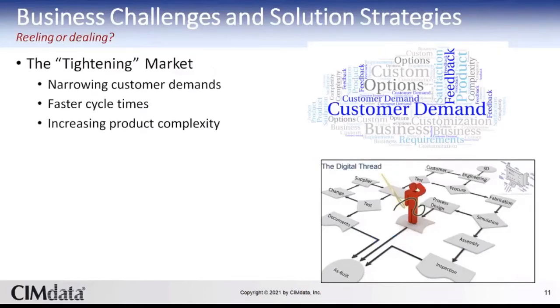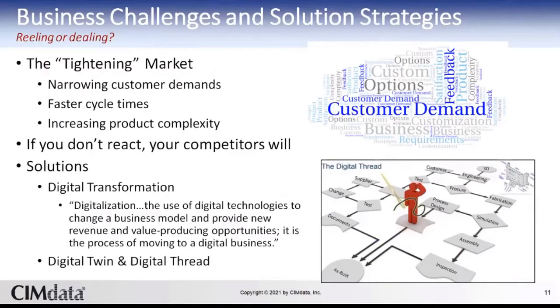Well, given the technology state, what is driving the efforts from the business side? Is your company reeling or dealing with the market pressures? It's what I like to call a tightening market, where customer demands are getting more specific as product cycles speed up and product complexity increases. Are your companies reacting or just frozen from the pressure? Well, we at CIMdata, as well as others, emphasize digital transformation as the core solution for improving your company's way of doing business.